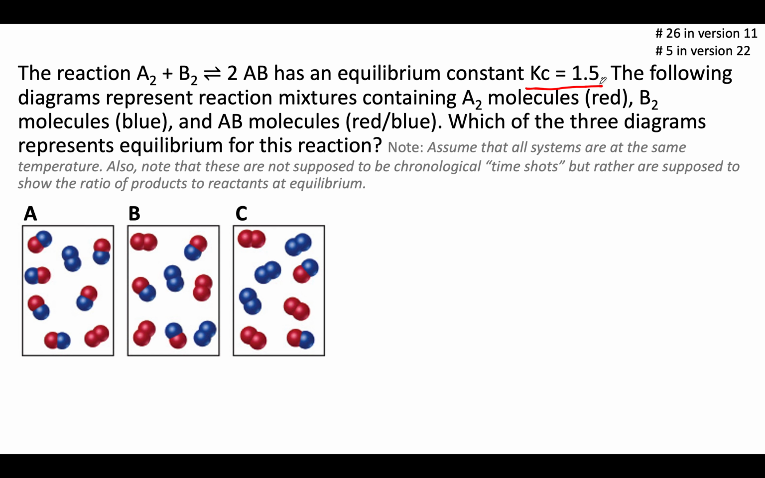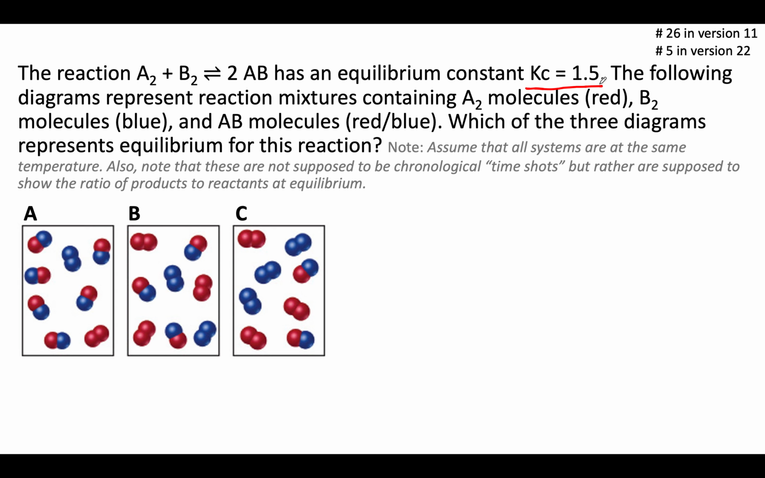And notice that I put a note on your exam that says, assume that all systems are at the same temperature, meaning that the Kc is going to be equal for all. Also note that these are not supposed to be chronological time shots, but rather are supposed to show the ratio of the products to the reactants at equilibrium.